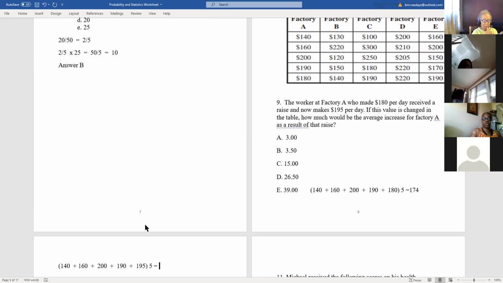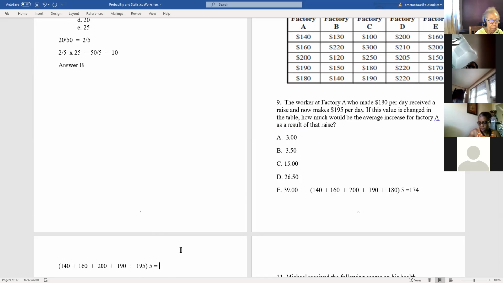Vanessa, have you added it up? Oh, so you have to add it back. Well, he got a raise from his 180 to 195. So instead of 180, now you put 195. So just add 15 to it. That's it. Add 15 to your total and divide it by 5. What do you get, Vanessa? What do you get for your average? One moment.